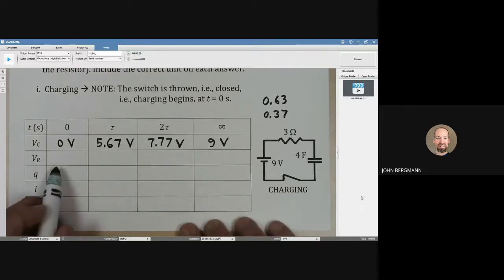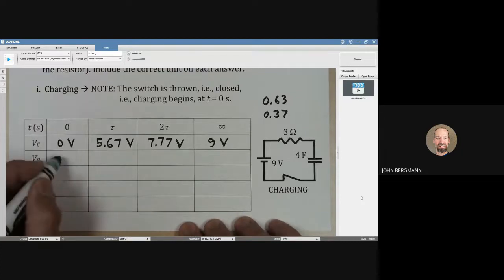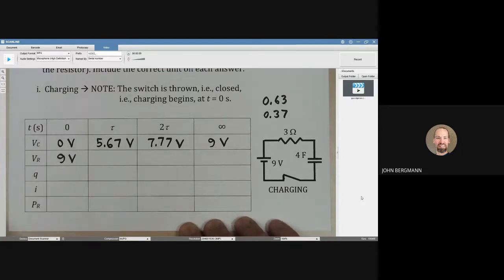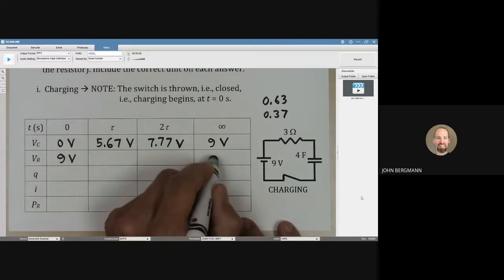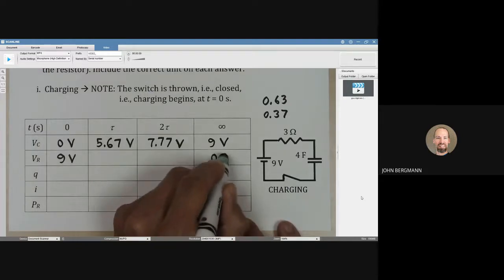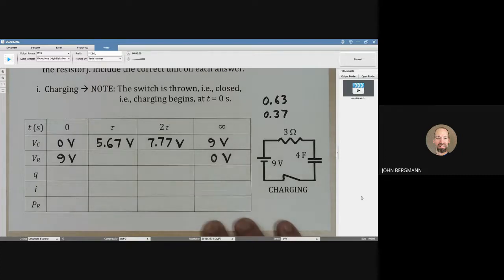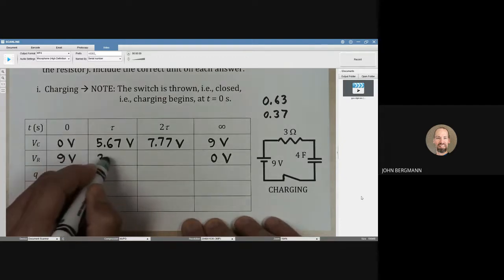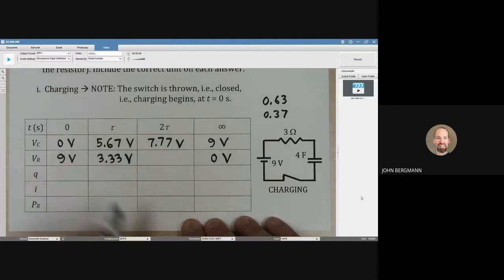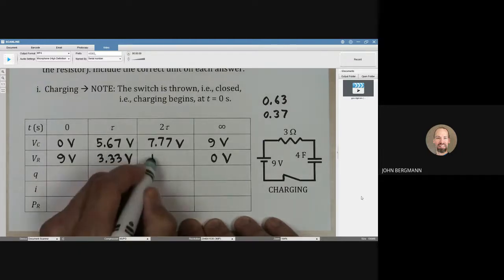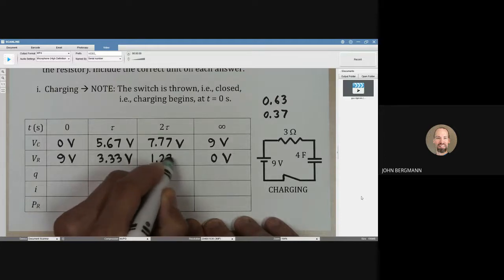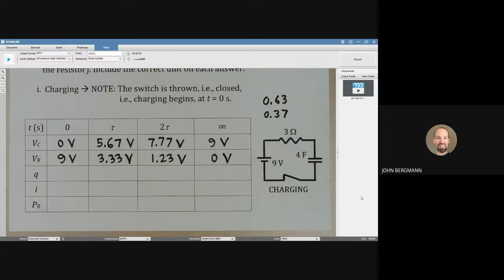The voltage across the resistor is going to be equal to the voltage of the battery at that first instant. And at the end, since there's going to be no current going through the resistor, there can't be any voltage difference across it either. So this is a decaying graph. It's going to drop to 37% of its initial value. Then it'll drop another 37% in the second time constant. What we're going to get here is 3.33 volts and then 1.23 volts for the second time constant.